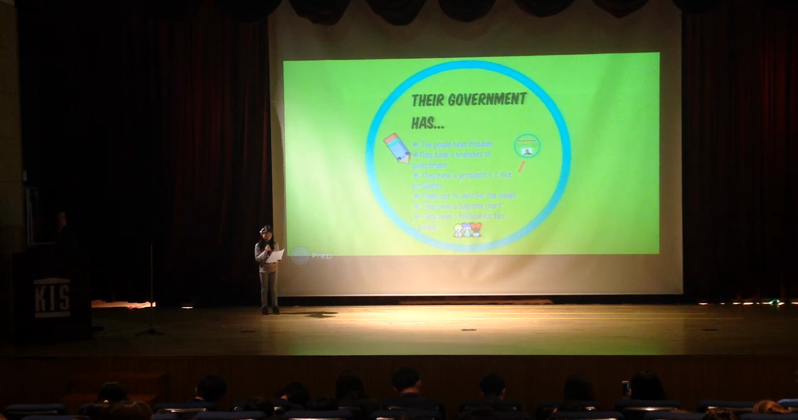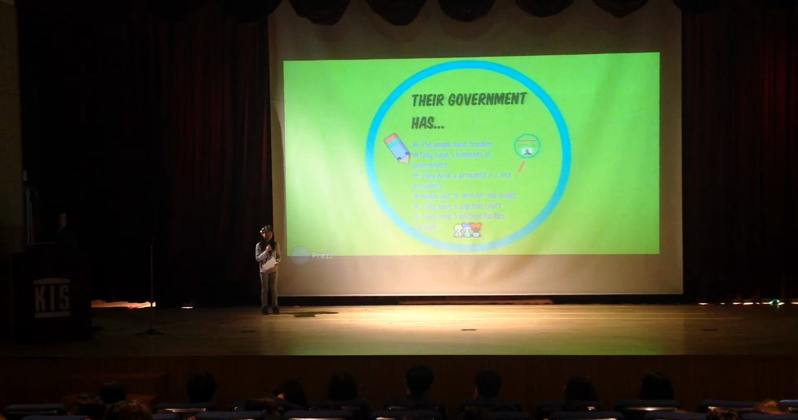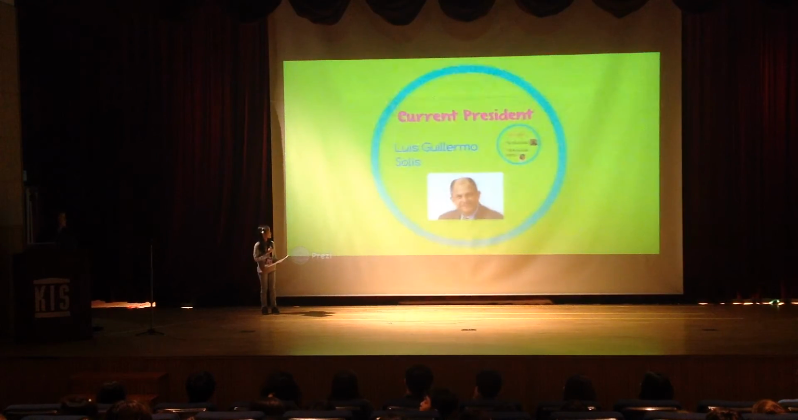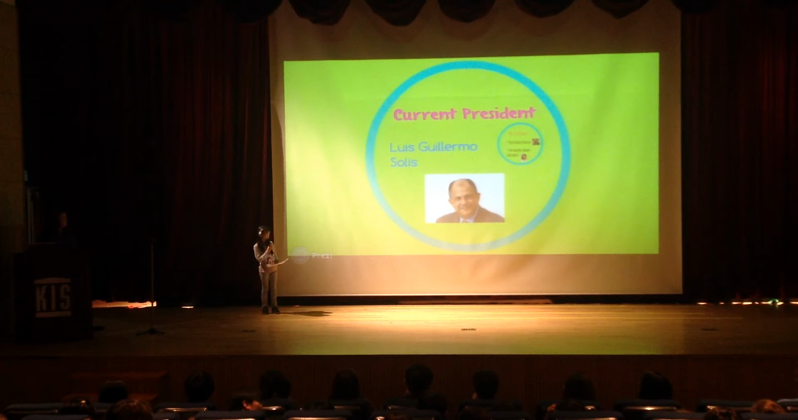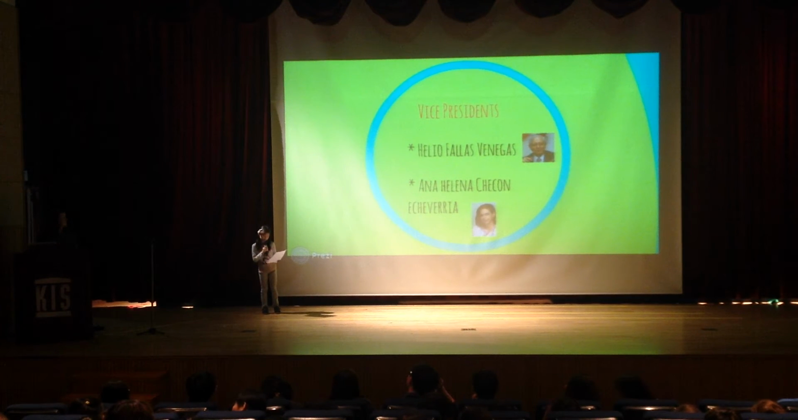People get to vote, be a part of an election. They have Supreme Court, which basically means they have a constitution which protects people. And finally, that they have three political parties, which means groups. This is Costa Rica's current president, and these are his two vice presidents.